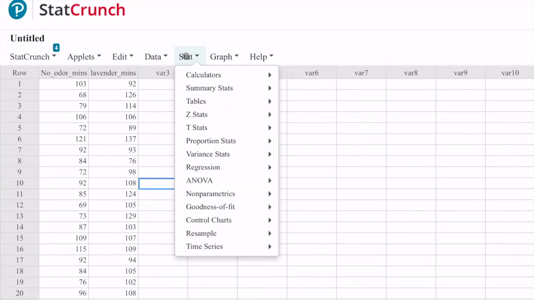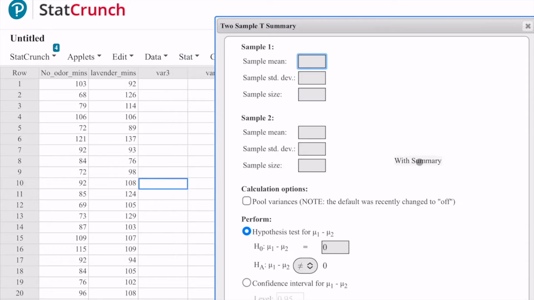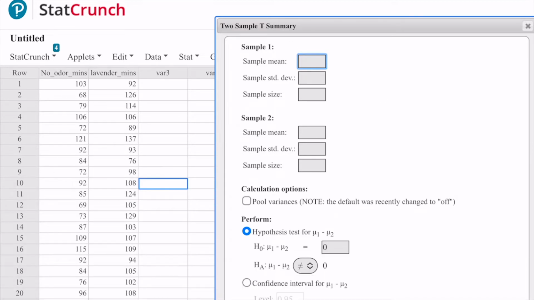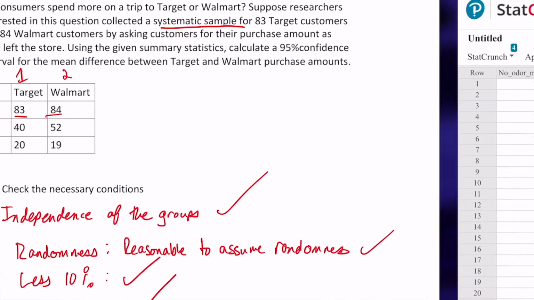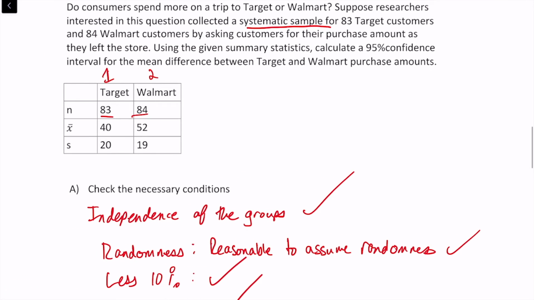Okay, so to get to that, ignore the data. You're going to click on Stat. We're going to go to T-Stats. Remember, we're doing a 2-sample T interval. So 2 sample, and then we're going to select with summary. We have the summary statistics. When they give you the mean and the standard deviation, you have the summary values. Our sample mean was 40, if you recall, for Target. The sample standard deviation was 20. And the sample size, was it 83 or 84? It was 83.